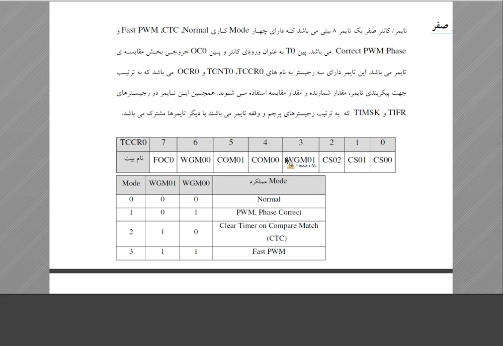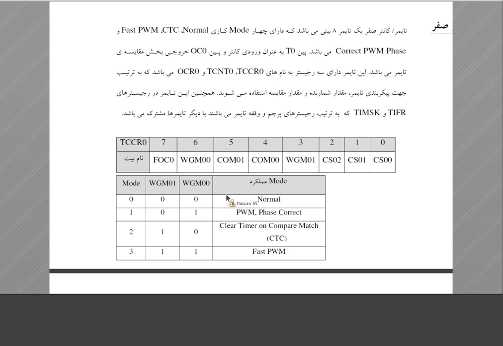These 2 pins are WGM, wave generation mode: WGM00 and WGM01, which are bit 6 and bit 3. These 2 bits are for the mode of work, wave generation mode. Okay, this is for normal mode, CTC, fast PWM and phase correct PWM.